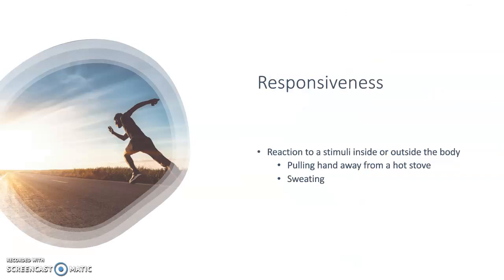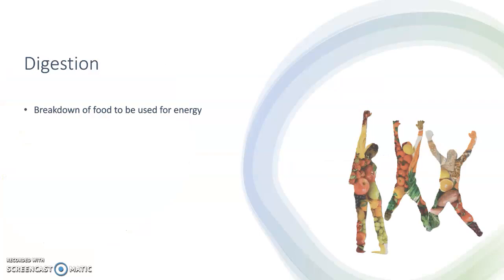So an example of that would be when you touch a stove and you pull your hand away from it real quick, which you don't even have to think about because your body knows that you shouldn't be touching that hot stove. And also another example is sweating. So your body heats up, so to help cool itself down, it knows that it needs to sweat.